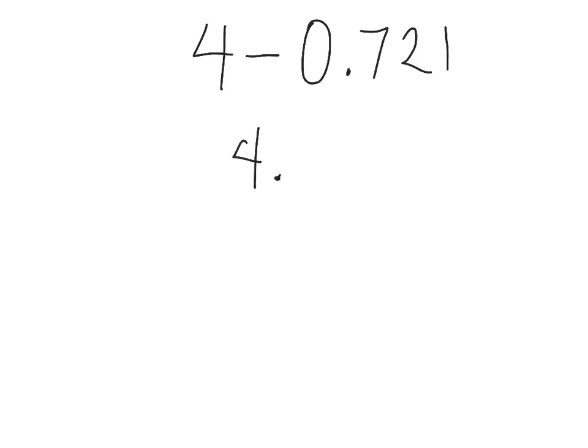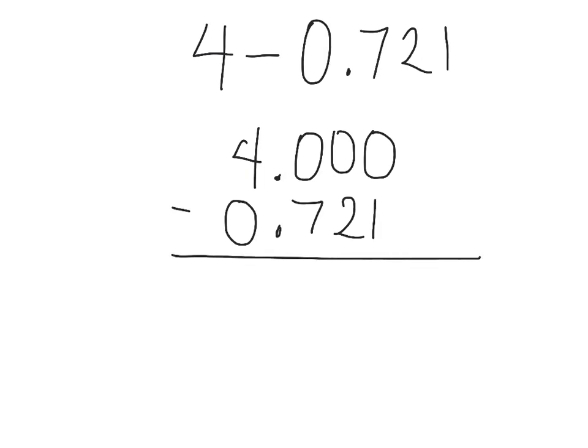So we're going to start by saying 4 minus 721 thousandths. Now, when I write that over again in stacking the numbers, I'm going to put a decimal beside my 4 and put zeros in so that I can remember that it is a 0 in each of those place value columns. And I'm subtracting 721 thousandths.